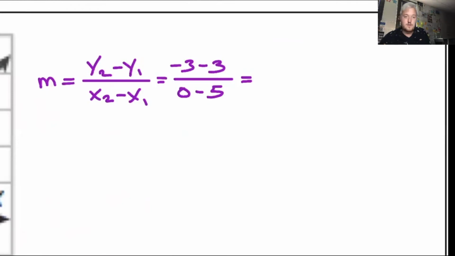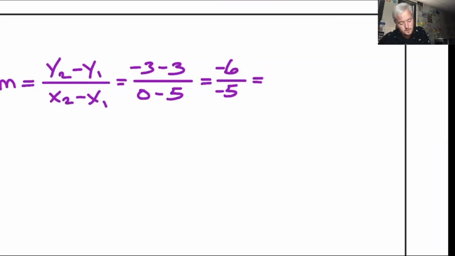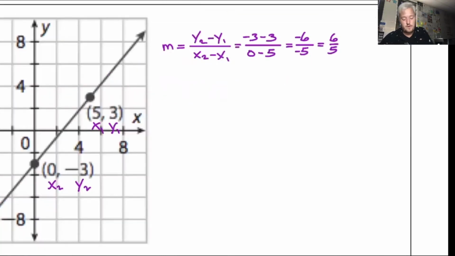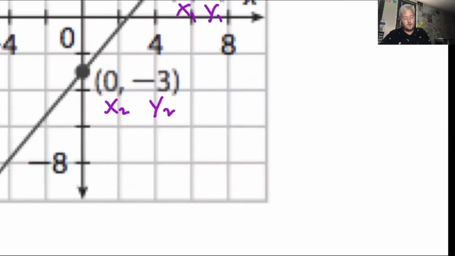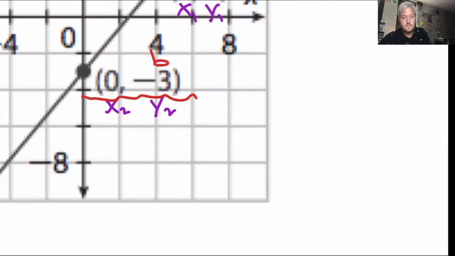So when I subtract -3 minus 3, it's going to give you -6. 0 minus 5 gives you -5. So when you simplify, you get a slope of 6/5. Now, if you look at your graph, now we need to find the y-intercept. In this case, we're looking to see if we have (0, a number). Well, good news for us, we do, which means that value right there is going to be our y-intercept. So this right here is our b value.